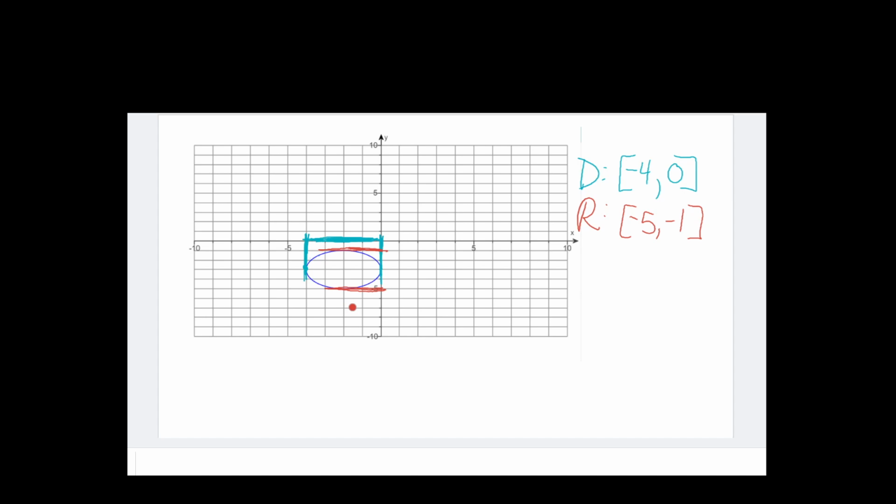Hopefully this cleared up more than it made things worse for you. For domain and range, you're just going to be looking at your X values for domain, the inputs, and the range is your outputs.